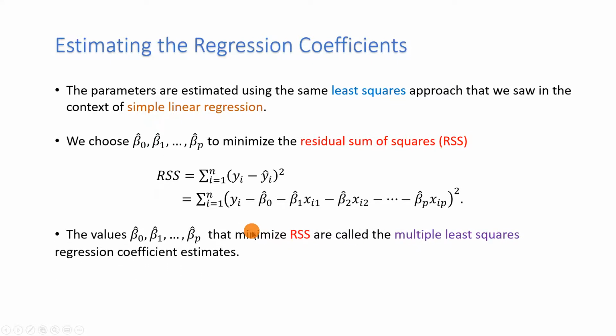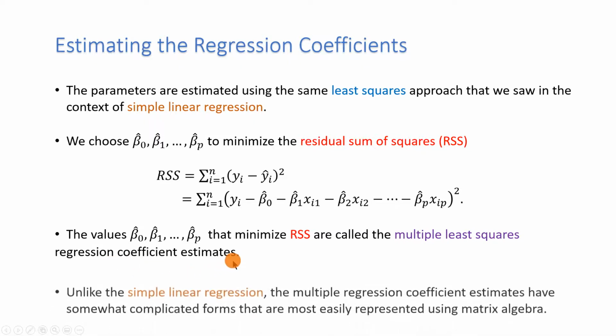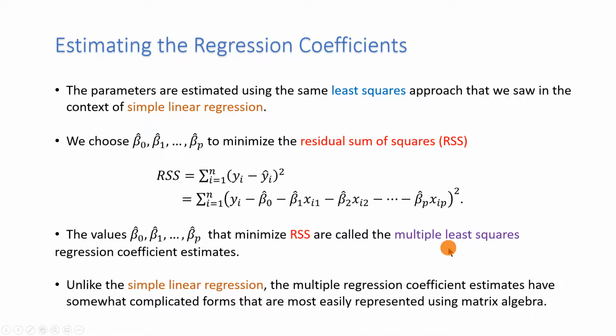And our goal is to choose this set of values beta 0 hat to beta p hat, which can give you the smallest residual sum of squares. And the procedure to solve this problem is called the multiple least square regression problem. Okay, and the estimates are usually called the multiple least square coefficient estimates.